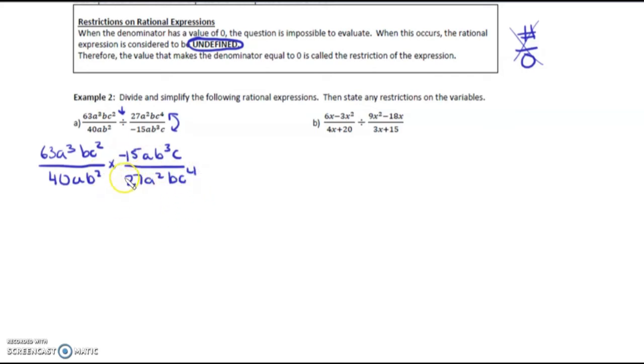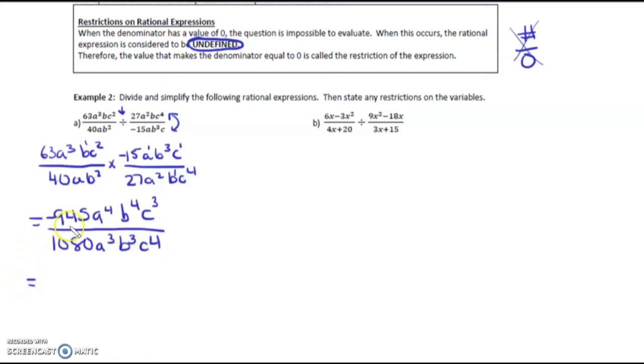And at this point, we can multiply. So what's 63 times negative 15? I get negative 945. A cubed and a to the 1, I get a to the 4. B to the 1 and b cubed, again, b to the 4. C squared and c to the 1, I get c cubed. Now, what's 40 times 27? I get 1080. A times a squared, I get a cubed. B squared times b to the 1, I get b cubed. And then I get c to the 4.